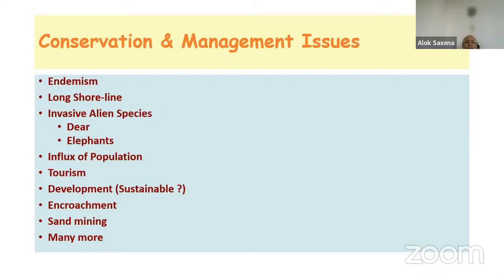Then of course there are other issues like sand mining, and the aboriginal tribes itself is a big topic to talk about. Of course, I am not from the anthropological science side, so I cannot. But I have my own views on that. They may be correct or not, but this is not the right place to discuss. But sometimes, if we get time, we can discuss that.